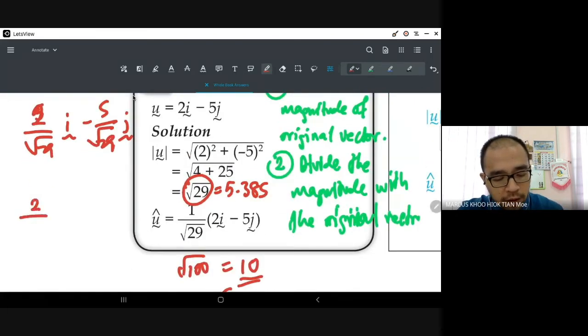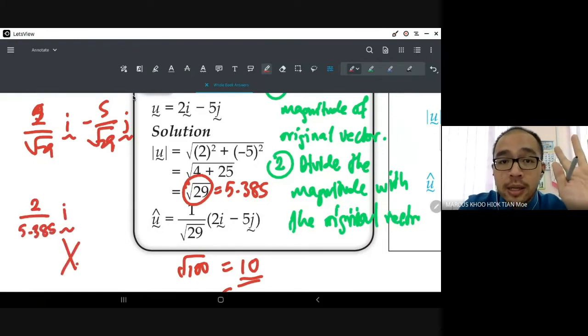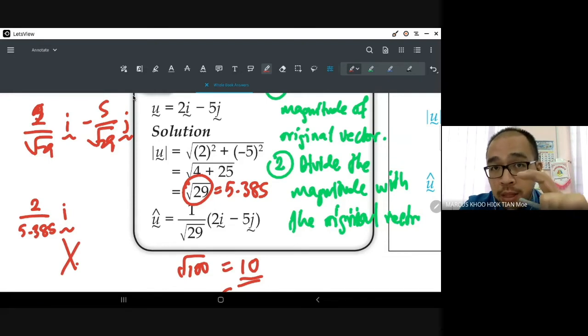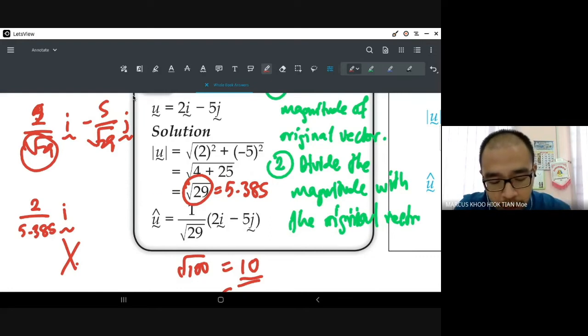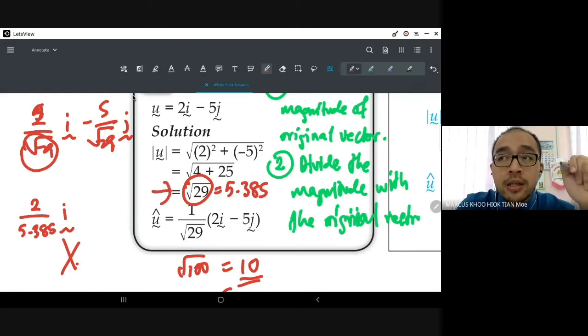I don't want to see this kind of answer: 2 over 5.385i. Either it is a very nice number, or it is not nice and you keep the square root there. That's how you would answer this. But you must check first, and make sure whether the number is nice or not nice when you take the square root. If it is nice, use the nice number. If it is not nice, just use the square root.